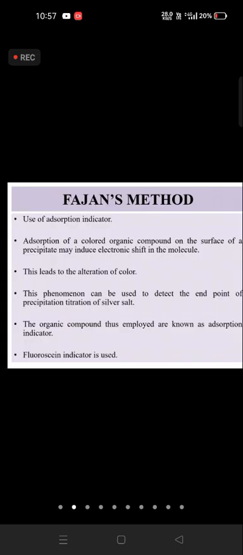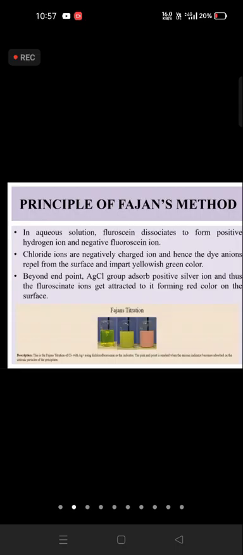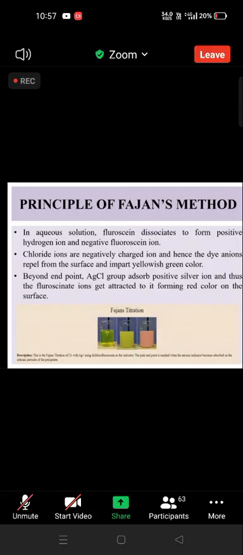Any doubt? No, ma'am. Next is the principle of Fajans method.